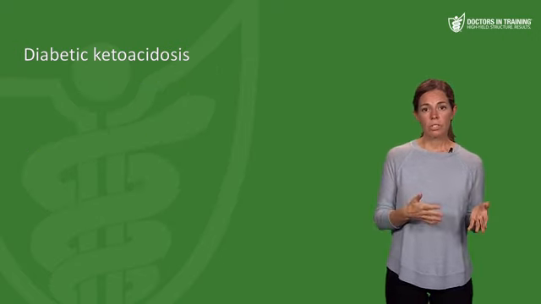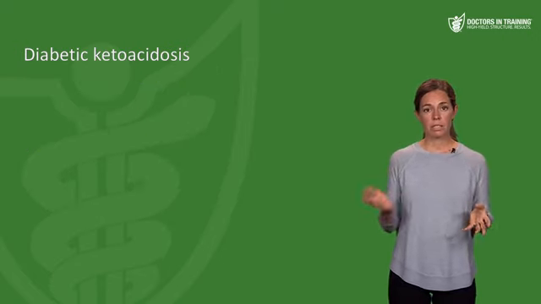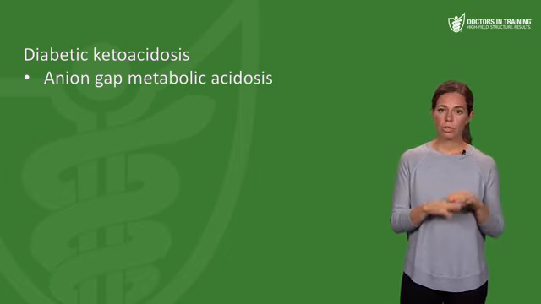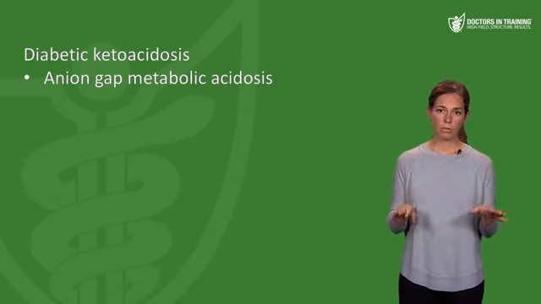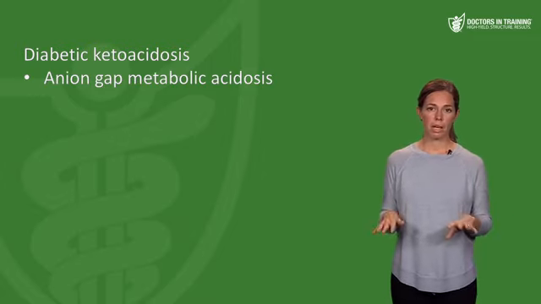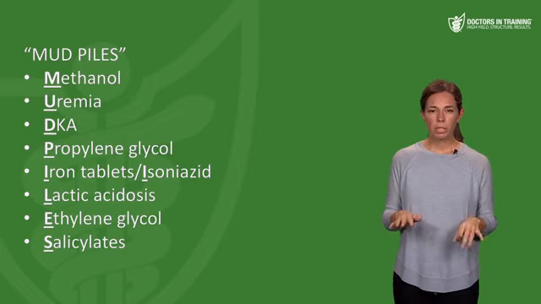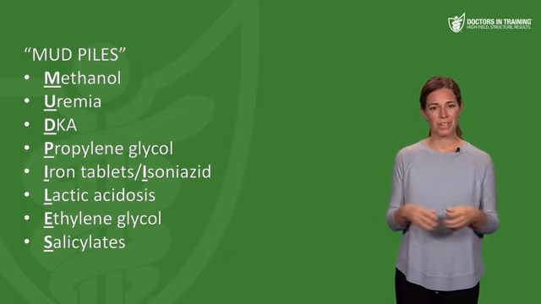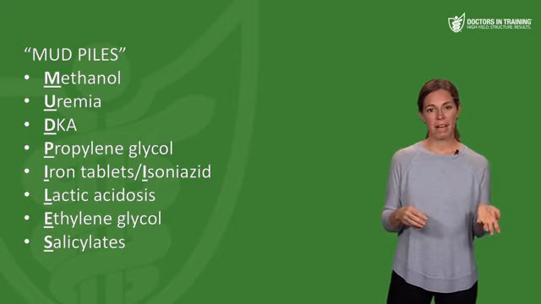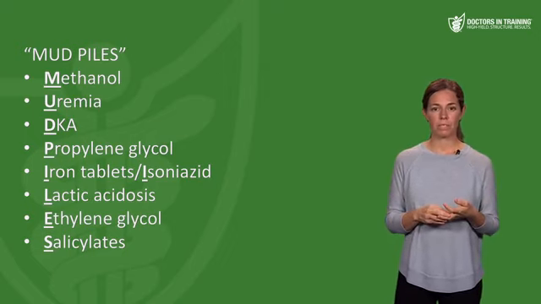Now, this acidosis is a metabolic acidosis, obviously, and it's an anion gap metabolic acidosis. So in the renal section of the course, you'll hear about acid-base disorders and the difference between metabolic and respiratory acidosis and the difference between gap and non-gap acidosis. But you probably already know the mnemonic MUD PILES for the causes of high anion gap metabolic acidosis, and the D in MUD PILES is for diabetic ketoacidosis.